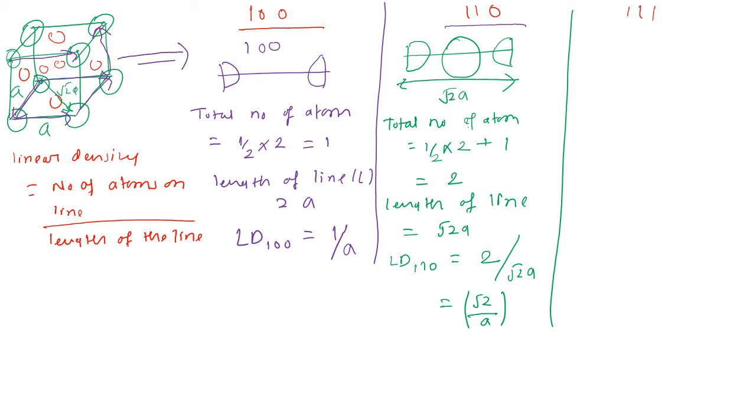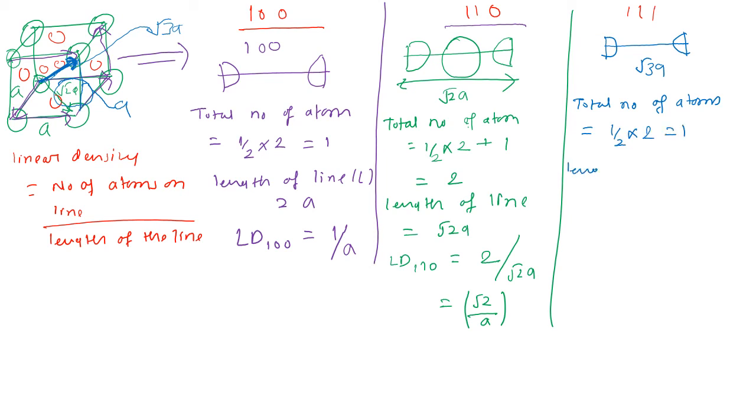Now we will calculate for the 111 direction. So let me find my 111 direction. So this is my 111 direction, which I am pointing out here. The atoms along the 111 direction will be this one and this one. So the length of this line, this is root 2a, this is a, so this will be root 3a. So the length of this line is root 3a. So the total number of atoms is equal to 1 by 2 into 2, which is equal to 1. The length of the line is root 3a. Now the linear density for the 111 direction is equal to the number of atoms divided by root 3a, the length of the line.